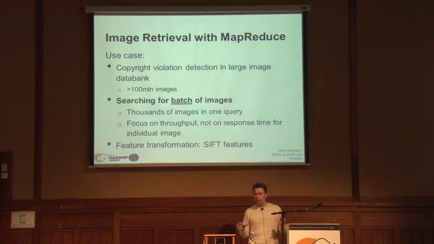Essentially, our queries consisted of thousands of images. Actually, it's not just thousands; it's hundreds of thousands of images in one query. And for every image in this query batch, the results are matching images, right? So actually, we focus on throughput, not on individual response time for every image. And we use, like I said, the SIFT transformations.